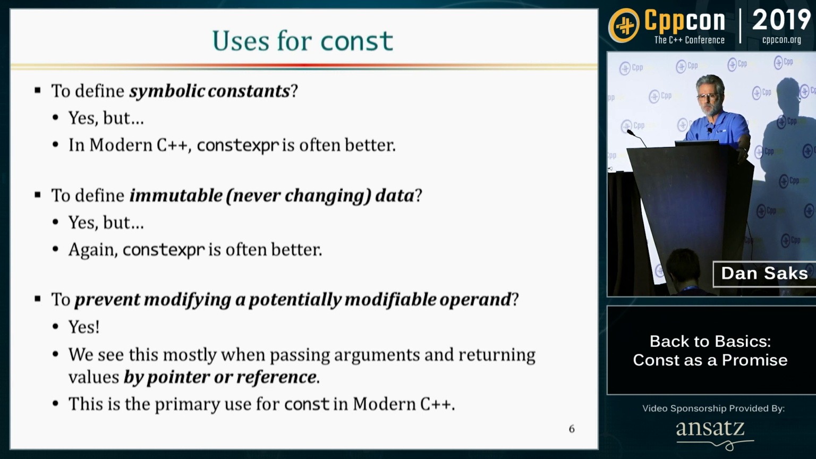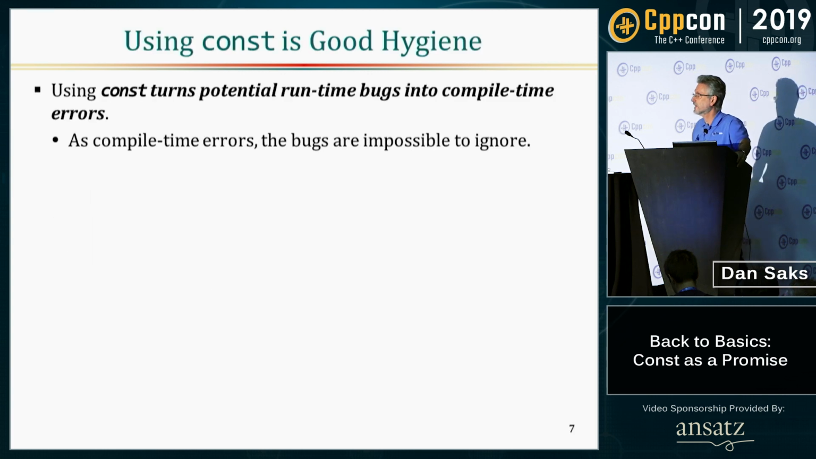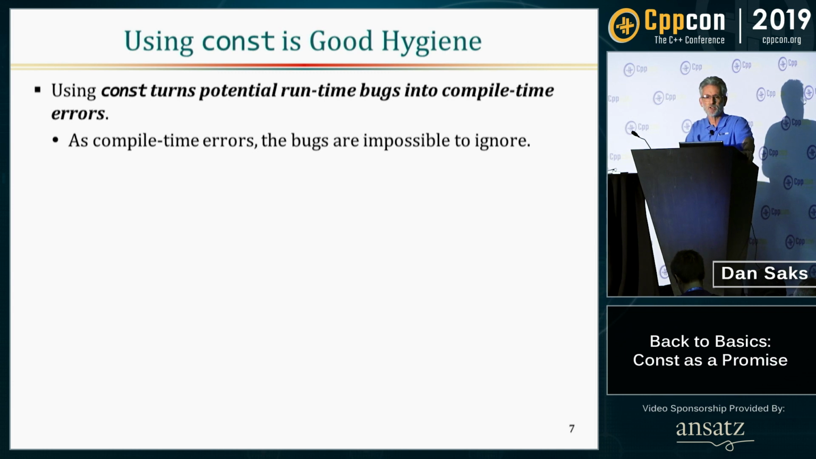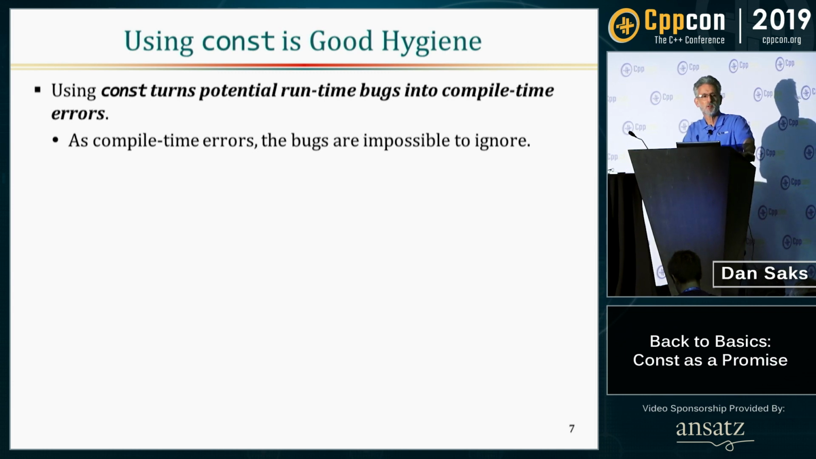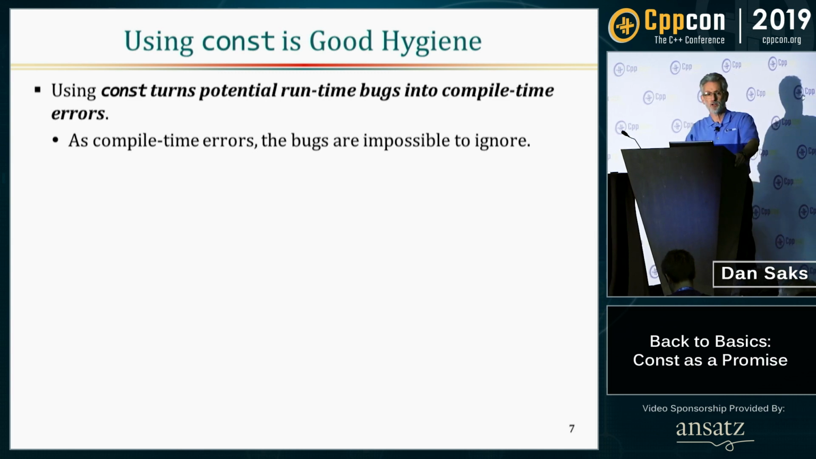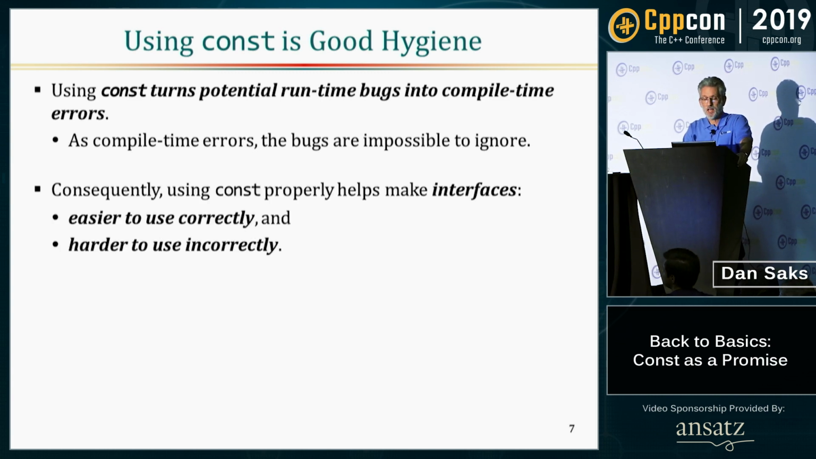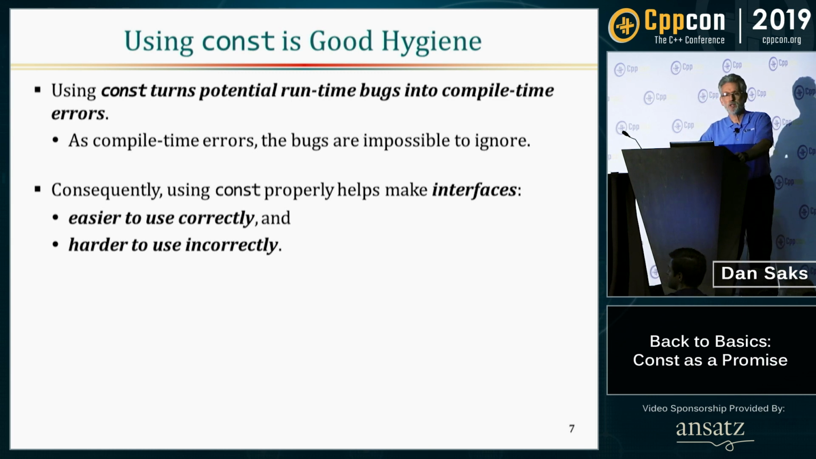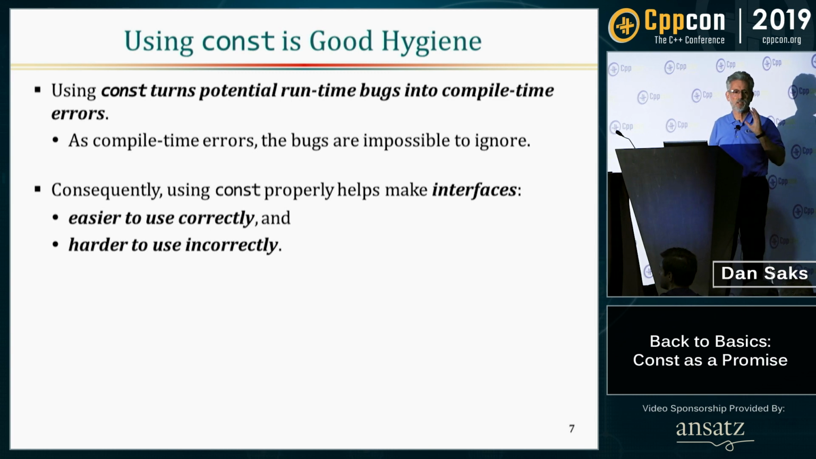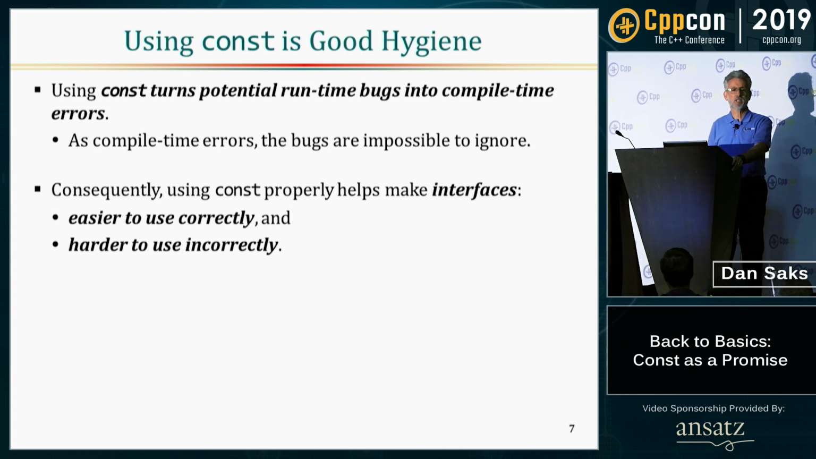It's mostly when you're doing argument passing, especially when it involves pointers and references, and that's where we're headed with this. So just the high level idea is using const is good hygiene. What it does is it turns potential runtime errors into compile time errors. And the nice thing about that is it's really hard to ignore them when they're compile time errors. And so the consequence is that const helps you write better interfaces, things that state more clearly what they intend and protect themselves against misuse.